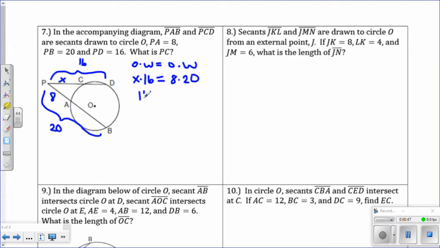Then we're just going to solve. 16x equals, multiply, we get 160. Divide both sides by 16. So x equals 10. Let me just make sure again. We don't have to plug it in. And it says, what is PC? So we're done. It's just 10.